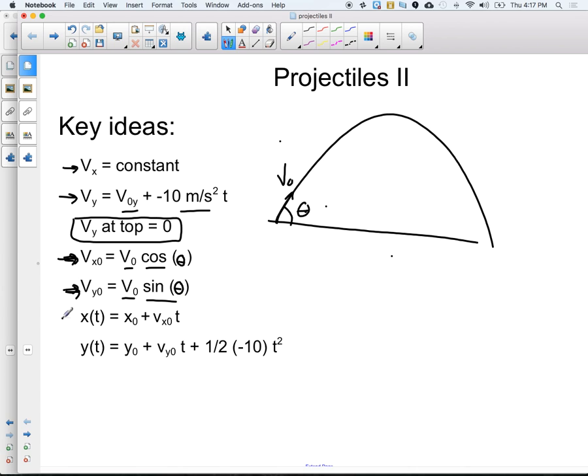Position in the x direction is given by the initial position plus v0x times t, and the position in the y direction is given by the initial position plus v0y times t plus 1/2 at squared. And a in all of these cases is 10 meters per second squared.